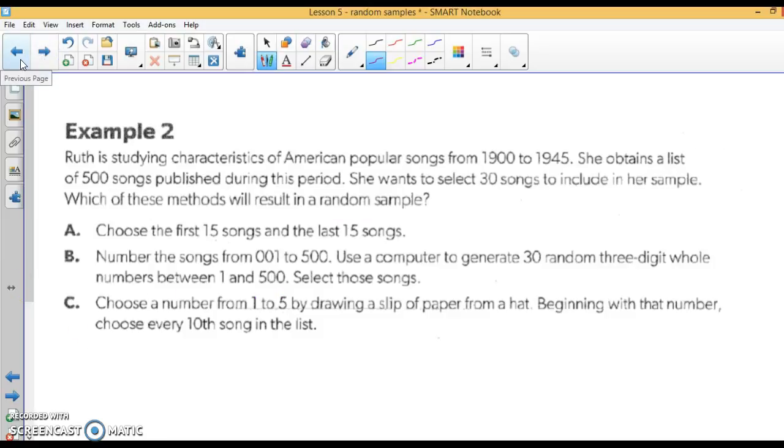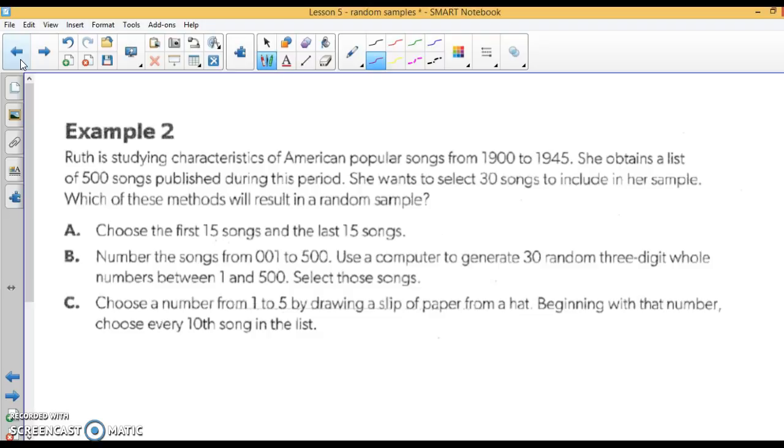Ruth is studying characteristics of American popular songs from 1900 to 1945. She obtains a list of 500 songs published during this period. She wants to select 30 songs to include in her sample. Which of these methods will result in a random sample? All right. Method A. Choose the first 15 songs and the last 15 songs. Well, that's not really giving everybody a random sample, because it's just the first and the last.